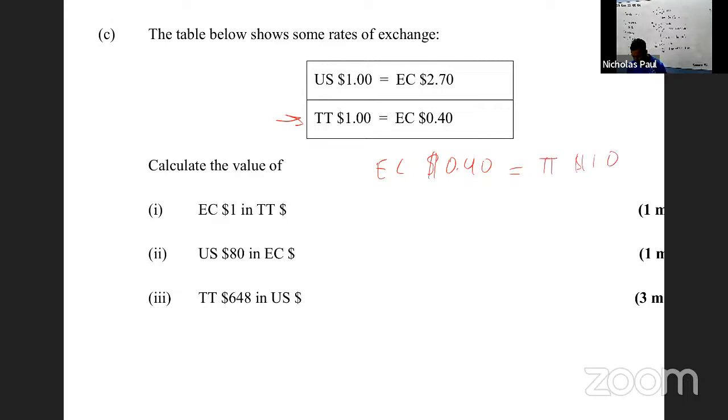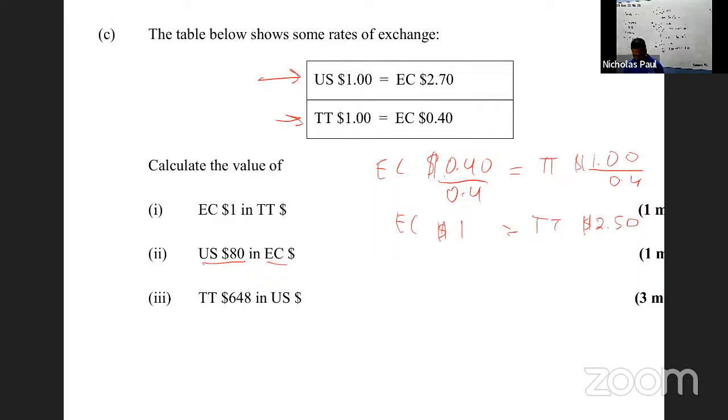All right. So we want to find for one EC. So divide this by 0.4, how much will you get? You will get 2.5. Okay? All okay with that? Next, US 80 to EC. So coming up here now.